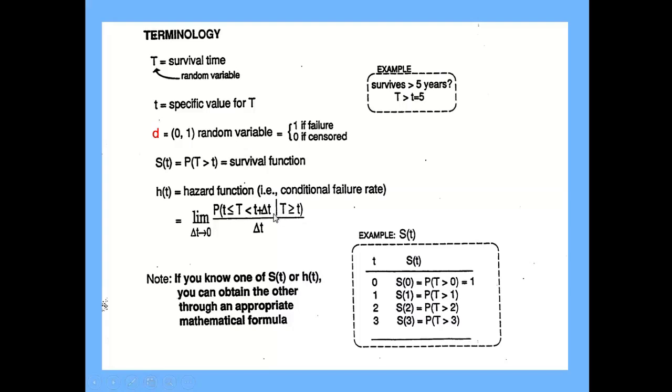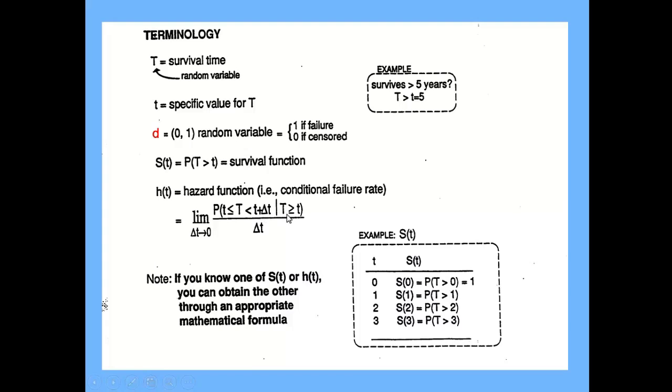What's the vertical line mean? Given. Okay, and when it says given, another way of saying given is conditional. In other words, what's the probability that this happens given this? See that? What's the probability of what's over here to the left of the vertical line, given that what happens is on the right of the vertical?